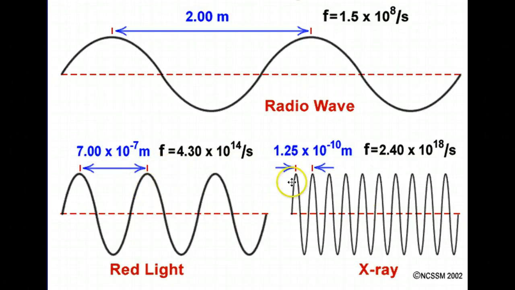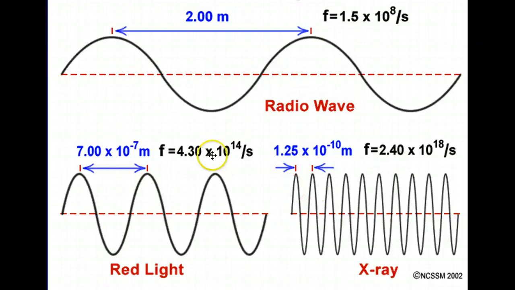An X-ray is even shorter, 10 to the negative 10th meters. So 10 billionths of a meter, 10 billion X-ray waves could fit on a meter stick. That's a lot. So as these go by, they go by very quickly because the wavelength is very short.